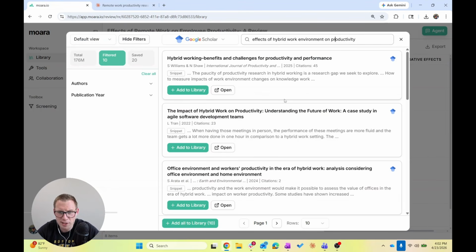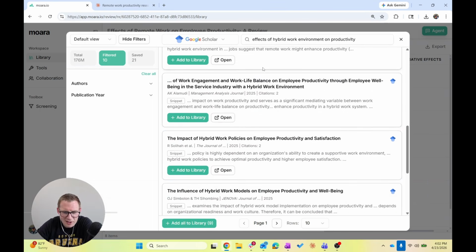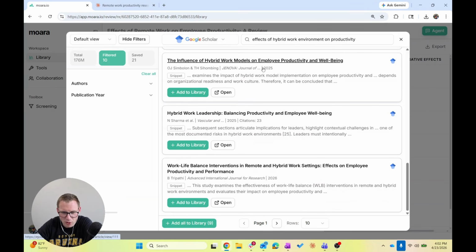Hybrid working benefits and challenges for productivity and performance. If I had time, I would put a bunch of these in. I will grab a couple of them and take a quick look at their abstracts. Case study in Agile. Don't want a case study. And let me just kind of survey this. I mean, by the way, common sense is important. Common sense tells me a hybrid work environment probably is, I've said it many times, a really great arrangement. I think that is a very good balance to strike.